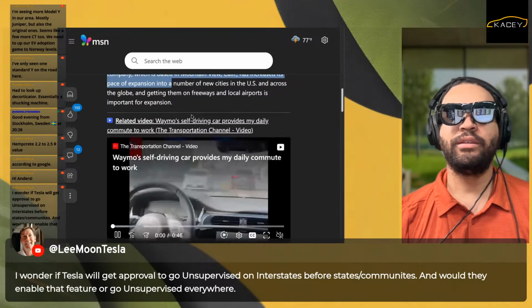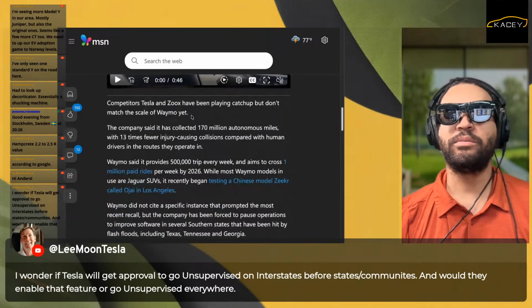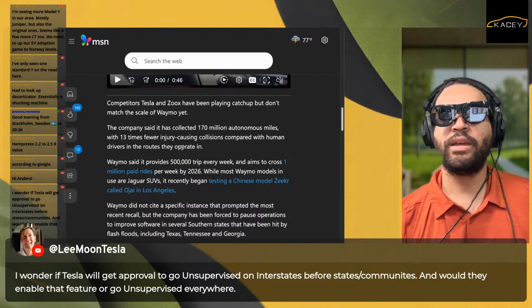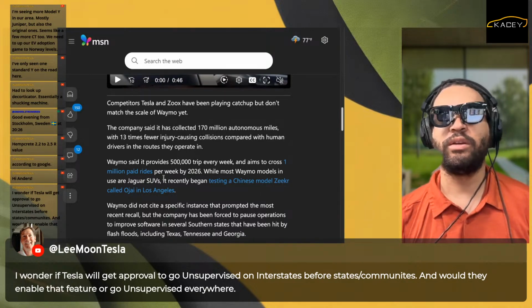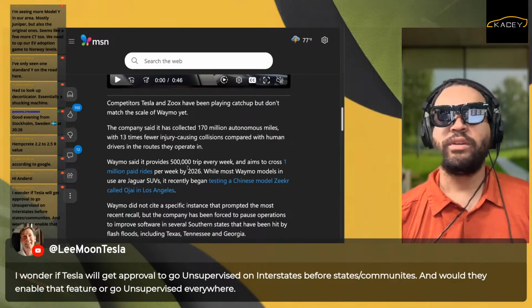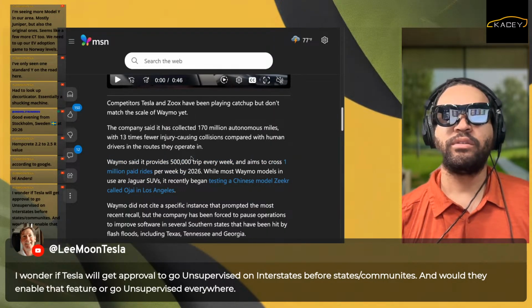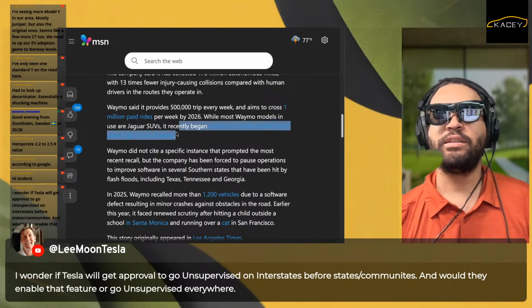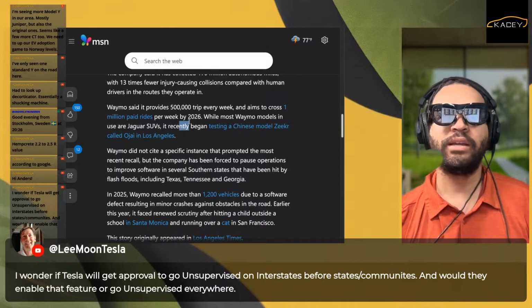Google's increased the pace, and competitors like Tesla and Zoox have been playing catch up but don't match the scale of Waymo yet. The company collected 170 million autonomous miles, with 13 times fewer injury-causing collisions than human drivers in the routes that they operate in. Waymo provides nearly 500,000 trips every week and aims to cross 1 million paid rides by 2026. While most Waymo models in the US are Jaguar SUVs, it recently began testing a Chinese model, Zeekr, called the Ojai in Los Angeles. What's this Ojai?